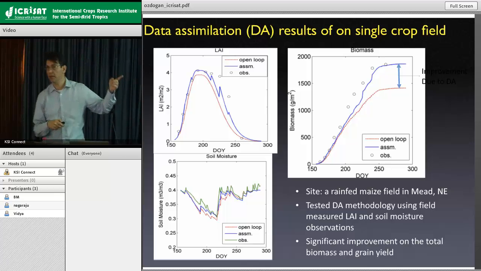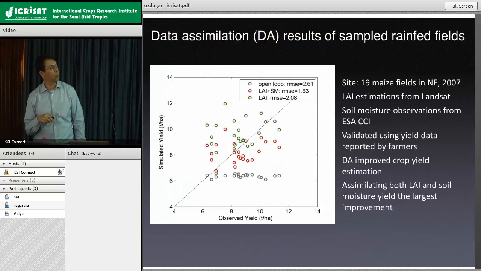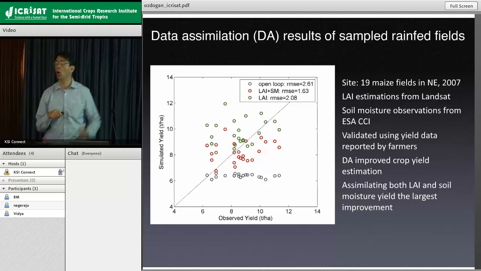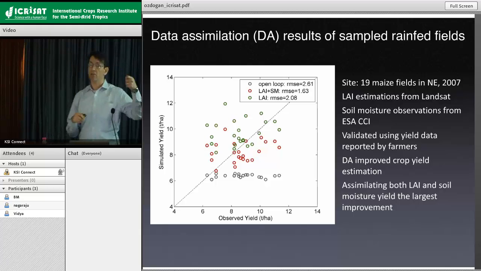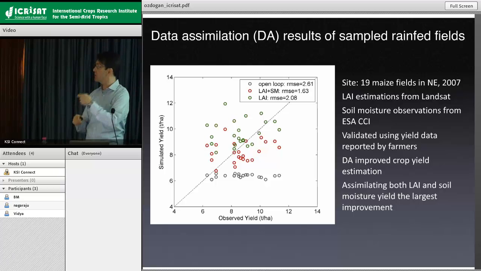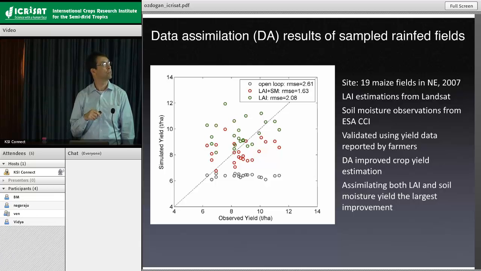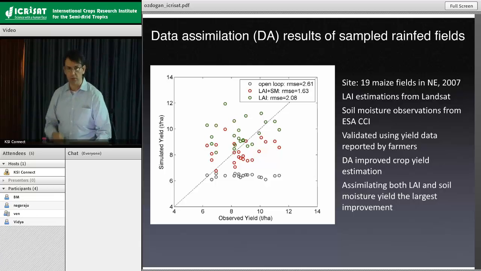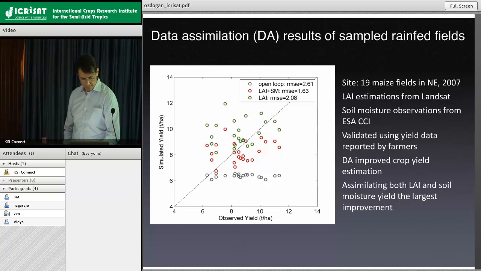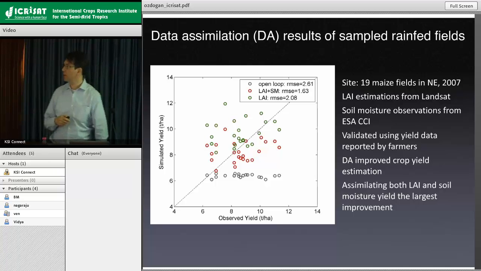And this is what the results look like in terms of data assimilation. So here is the open loop version right there, no data assimilation. Here is the green one, doing data assimilation of only vegetation index from remote sensing. And the red one is doing data assimilation of both soil moisture from satellite as well as vegetation index from satellite. And as you can see, the best root mean square error comes from when you assimilate both the soil moisture and vegetation index.